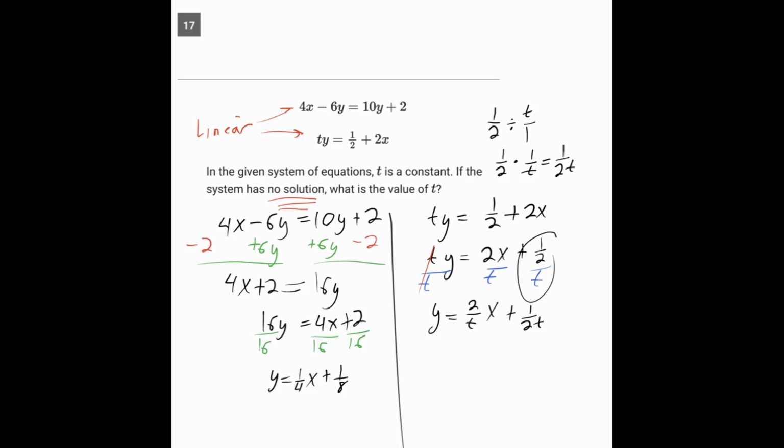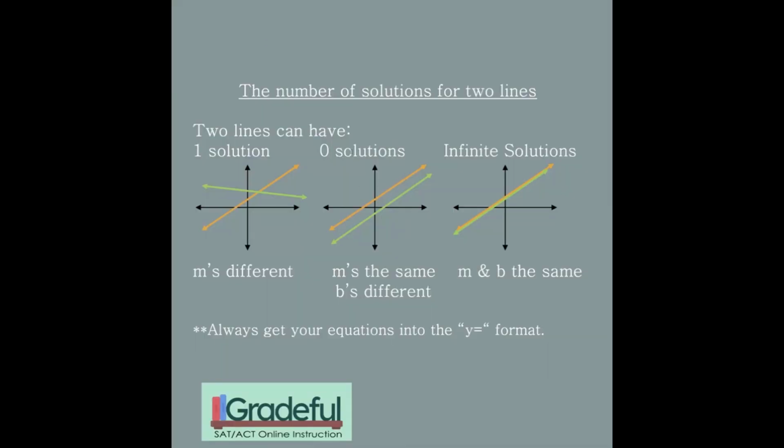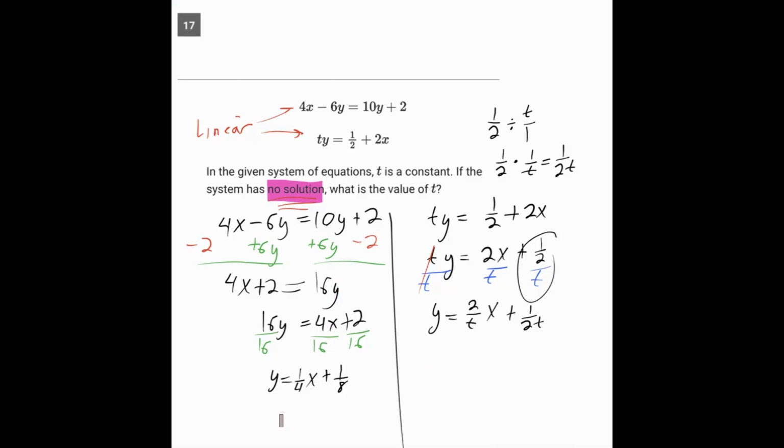So what does no solutions mean for 2 lines? It means that the slopes are the same because they're tilted the same way, but the y-intercepts are different. For us, it's really important right now to know that the slopes are the same. So what are our slopes? These are both in y equals mx plus b format, and the m is the slope for each of them. So here the m is 1/4, here the m is 2 over t. So all we need to do is set those equal.